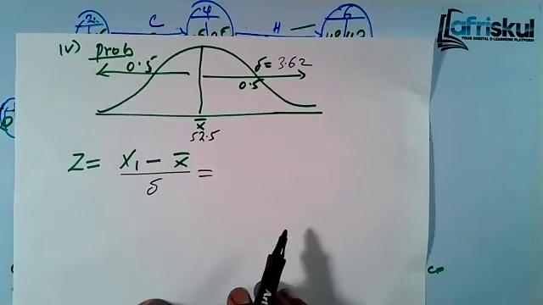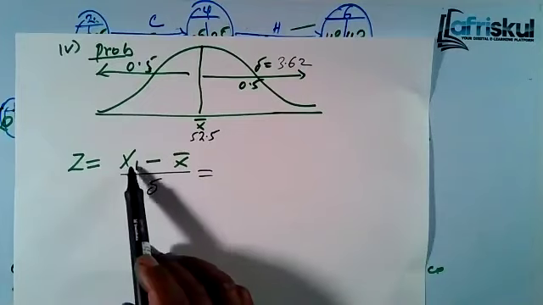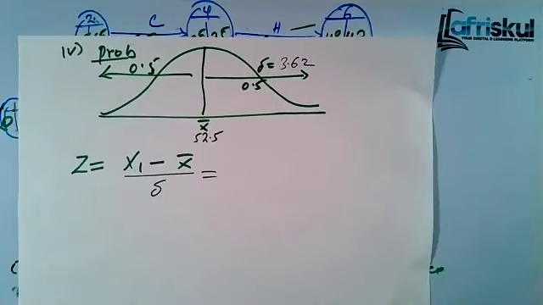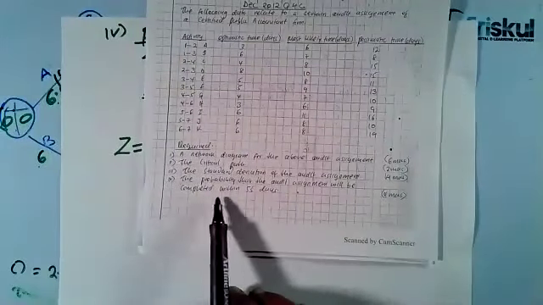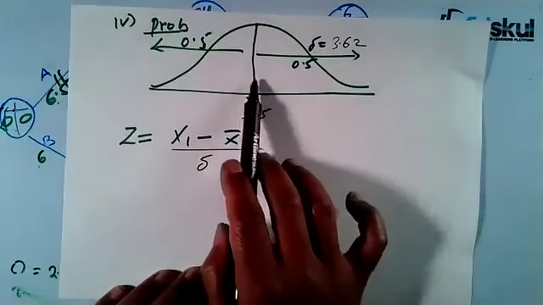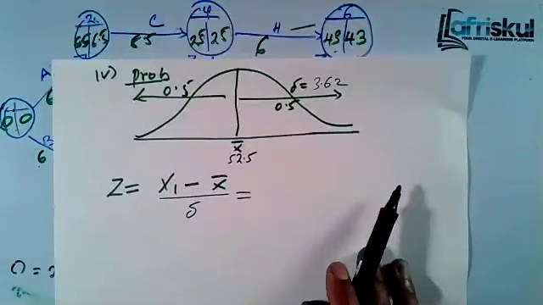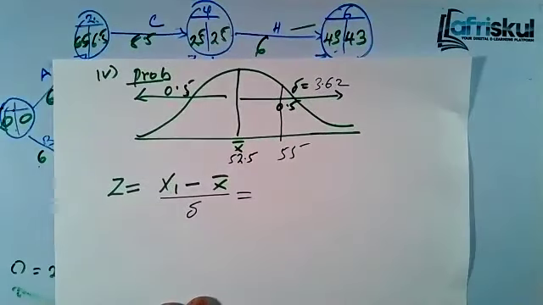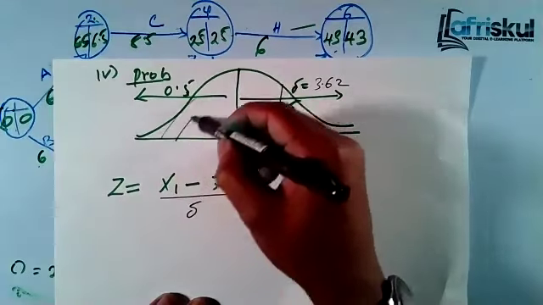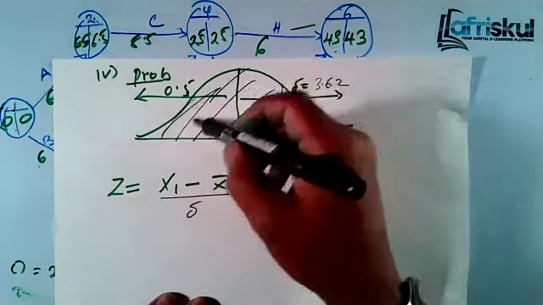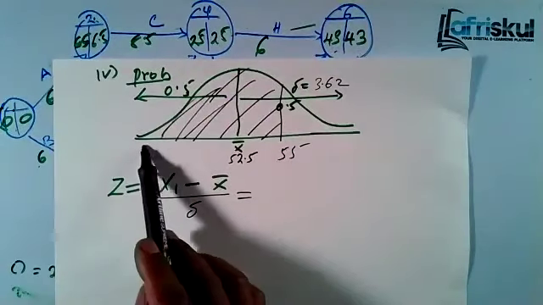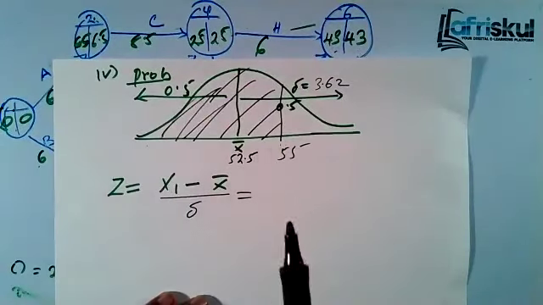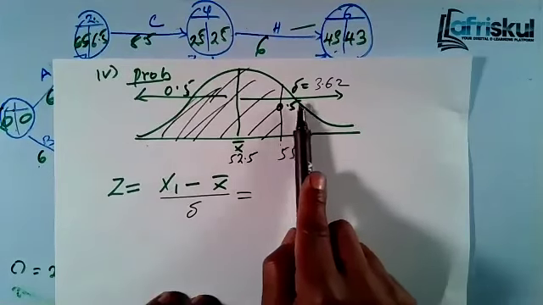Let's get Z. Now for Z, the question was the probability the assignment will be completed within 55 days. So 55, is it on the upper side or the lower side? 55 is on this side. So you can write it like there. The probability of completing within 55 days, this is the area they want. Within means between 0 and 55. If they had said more than 55, that's when you would have shaded the other side.